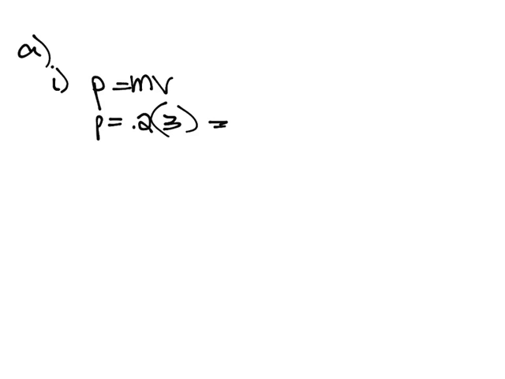Okay, so in part A, all we want to do is find the linear momentum. And so we're going to use p equals mv. We know that p is equal to 0.2 times 3, and so that's 0.6 kilograms times meters per second.